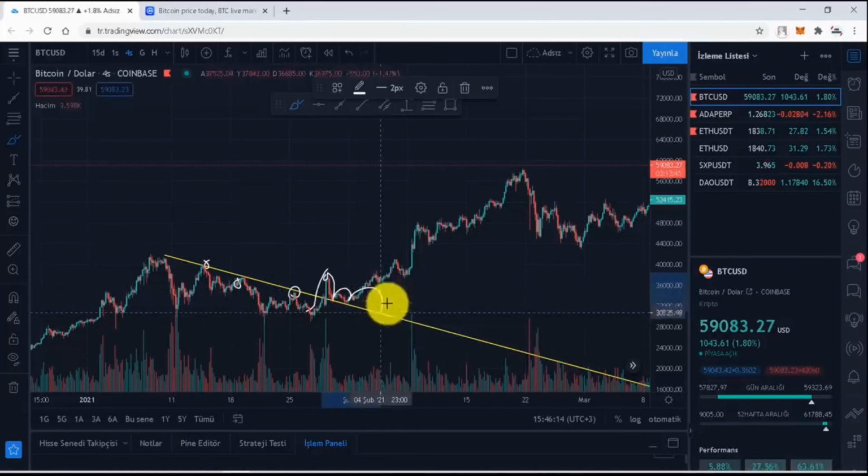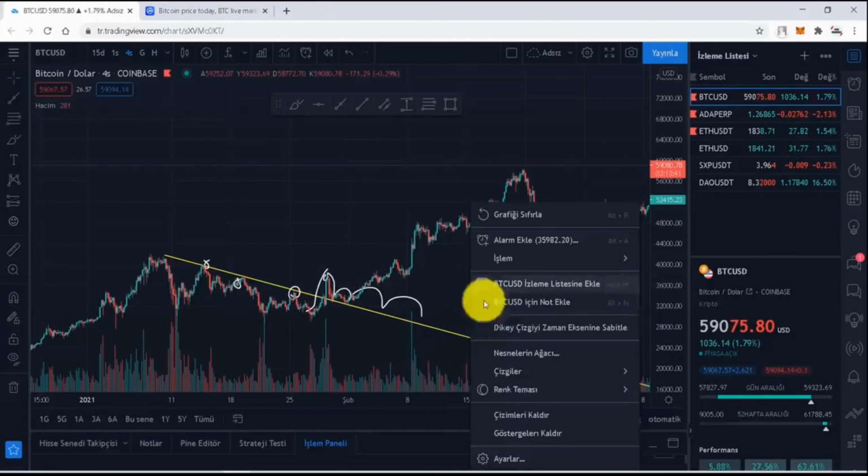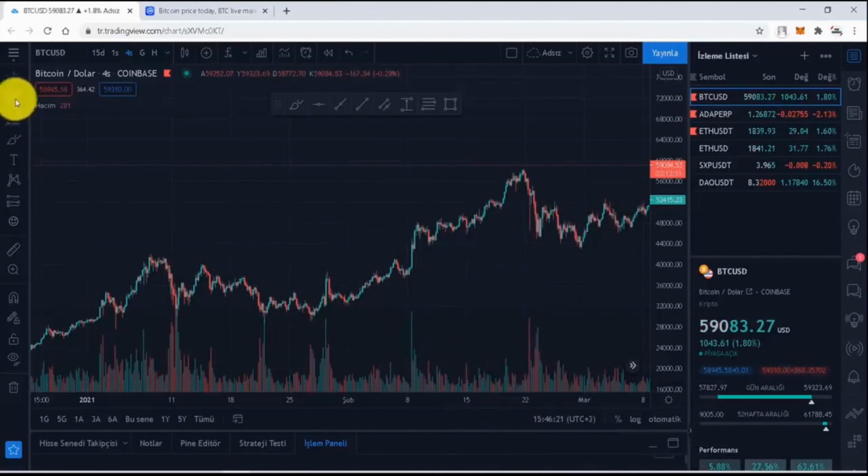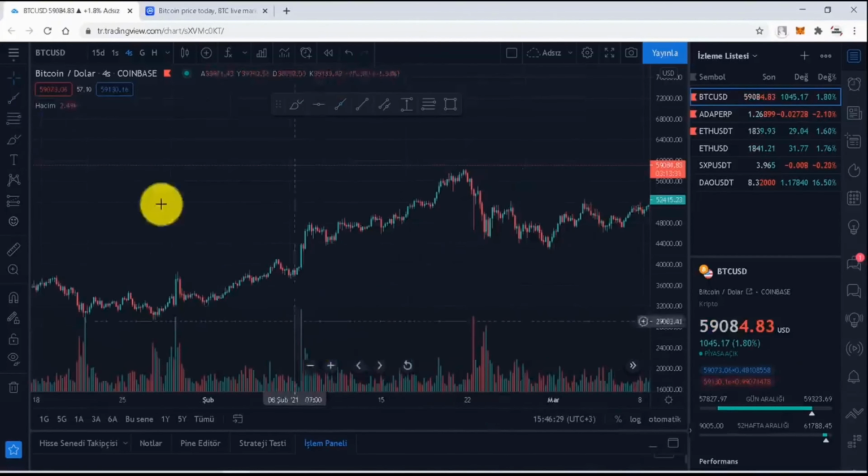So it would continuously bounce back from here. Of course, this would now be a downtrend. As you can see, we have a downtrend there. Now let's look at this in the same way with an uptrend.